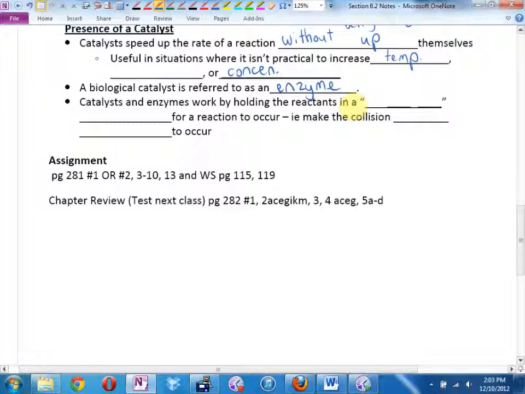How do they work? Well, on a molecular level, you may recall the video said you have to be lined up correctly to bump into somebody else to knock the books from their hand before true love can occur. They hold the reactants in a proper alignment for a reaction to occur. In other words, they make the collision more likely to occur.